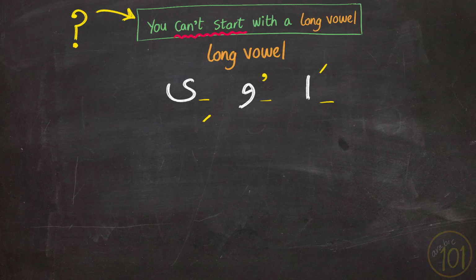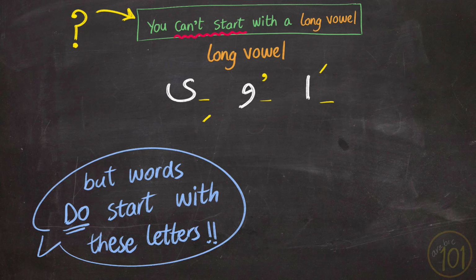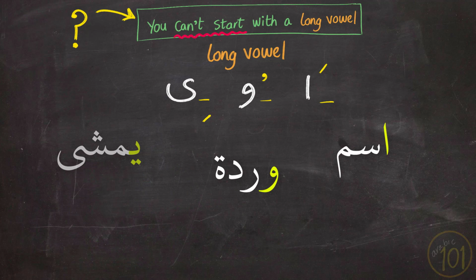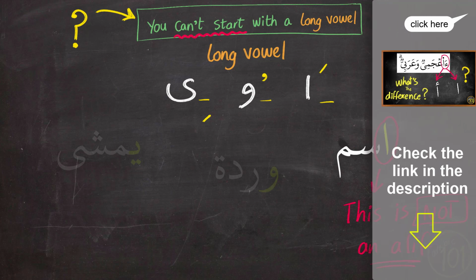Now, I know what you're thinking. You think that you have seen words that do start with these letters. Well, you might think they do, but they can't be long vowels. So for starters, any word that looks like it starts with an alif, like the word ism, for example, actually starts with a Hamza, not an alif. And without going into many details on the difference between the two, check out this lesson, it will answer all your questions.